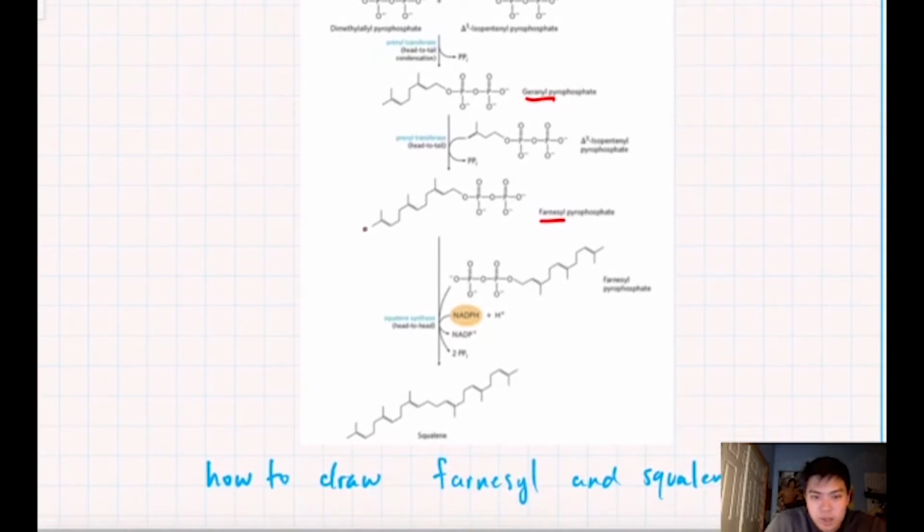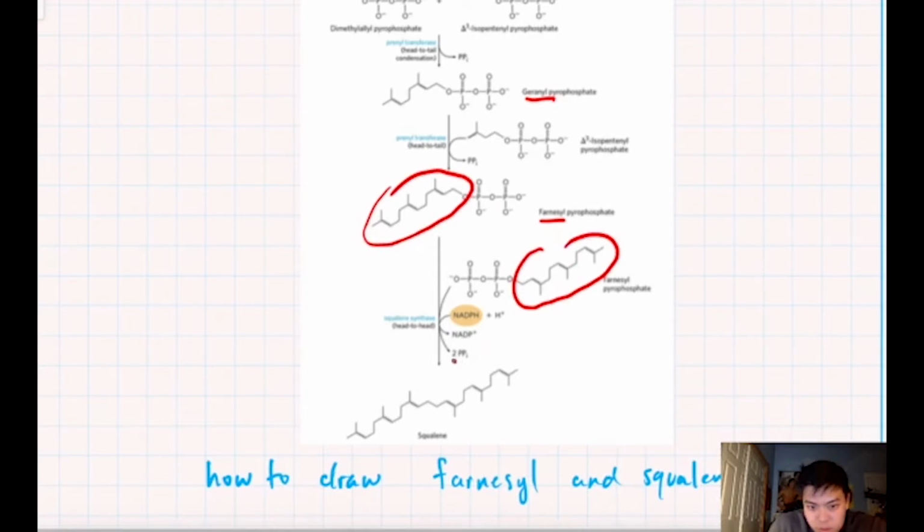But anyways, we're going to use 2 farnesyl pyrophosphates from there, and we're going to use some redox currency and squalene synthase, and we're just going to combine these two. So we're going to combine this group, and we're going to combine this group, and we lose 2 pyrophosphates. 1, 2, because pyrophosphate has 2. You're going to combine them, and you're going to get your squalene.